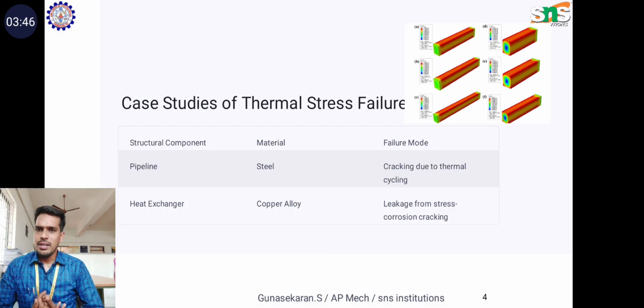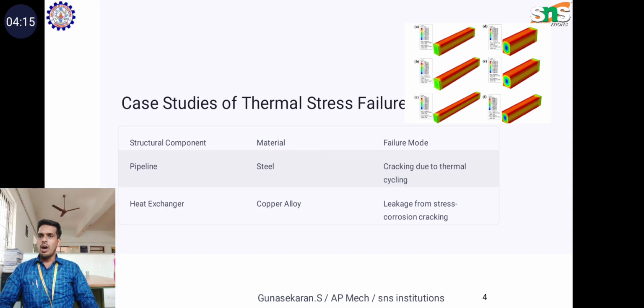Case study of thermal stress failure. Structural components: here pipeline and heat exchanger. Materials: steel, copper alloy. Failure mode: cracking due to thermal cycling, leakage from stress corrosion cracking.